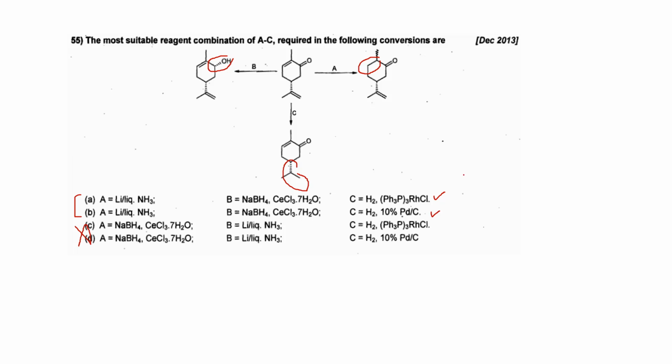So for this one we will use this Wilkinson reagent. So the correct option will be option A. Wilkinson is a homogeneous reagent for hydrogenation. In the next class we will discuss hydrogenation. There I will discuss homogeneous and heterogeneous hydrogenation. Then we will solve some questions from that also.